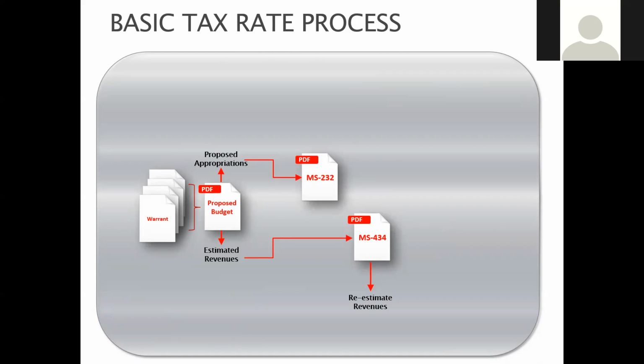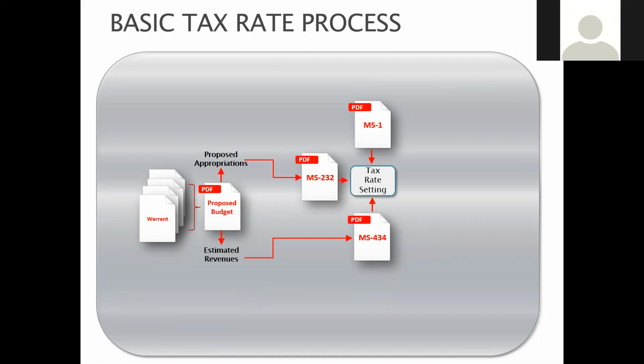So following that process, DRA sets the tax rates. They do that by taking the difference between your voted appropriations and your estimated revenues, and that's the amount to be raised in taxation. And that's divided by the total value of your entity, which is represented on the MS-1 form, which is produced by your assessing department.